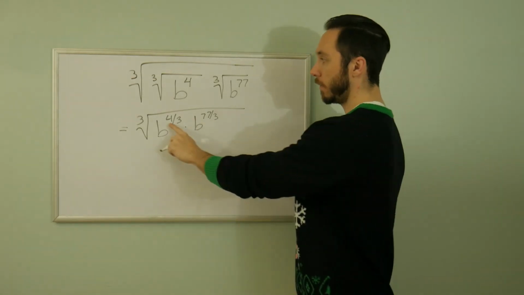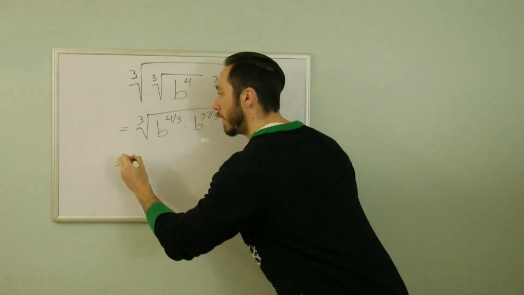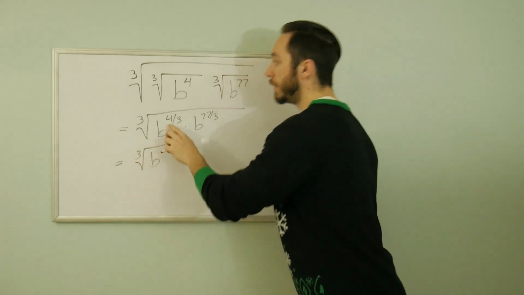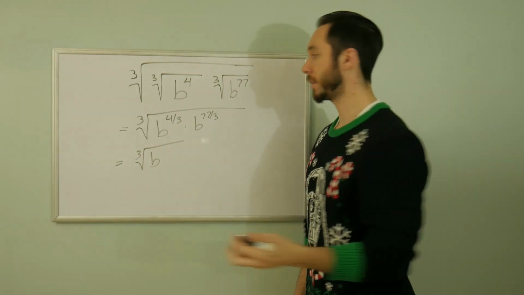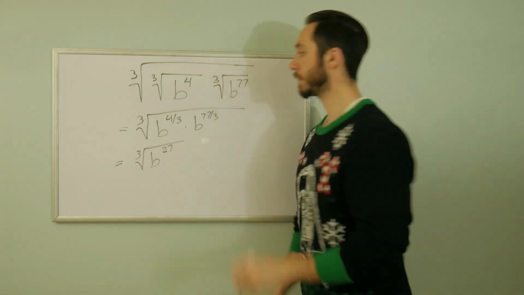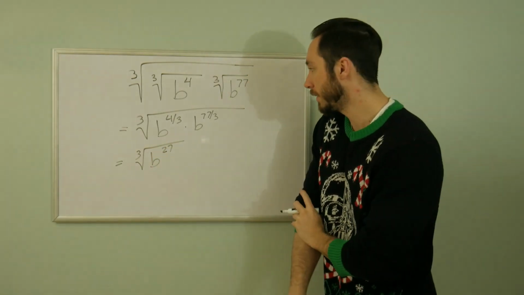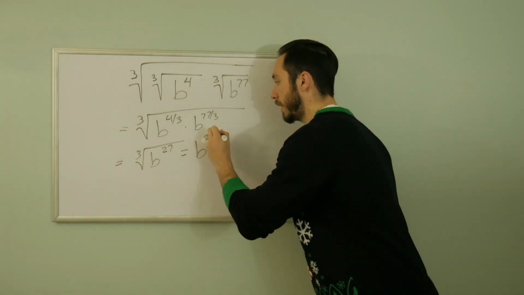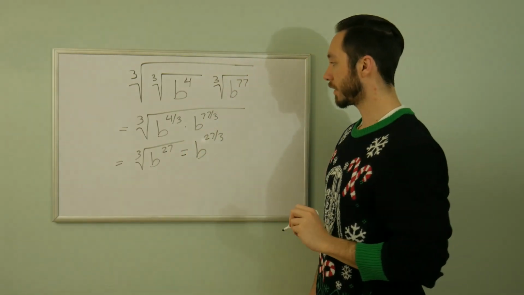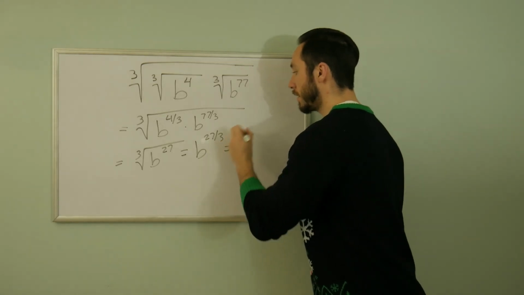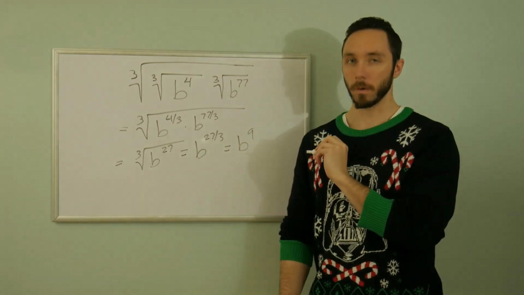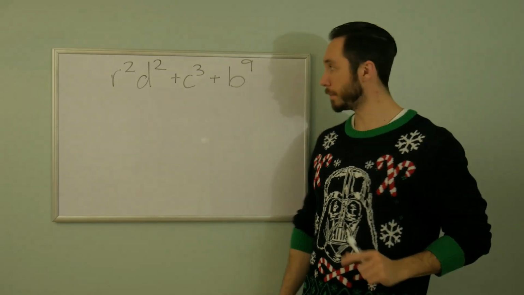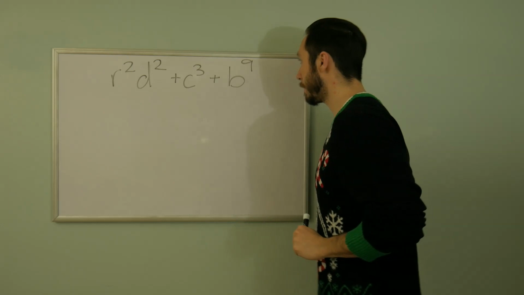That's not awful. 4 plus 77 is 81. So here we have b to the 81 over 3. 81 divided by 3 is 27. We have the cube root of b to the 27th. Lastly, we can use properties of rational exponents one last time. We can say that's 27/3 up above to get b to the 9th. Okay, once you simplify all three, you get r squared d squared, c cubed, and b to the 9th.